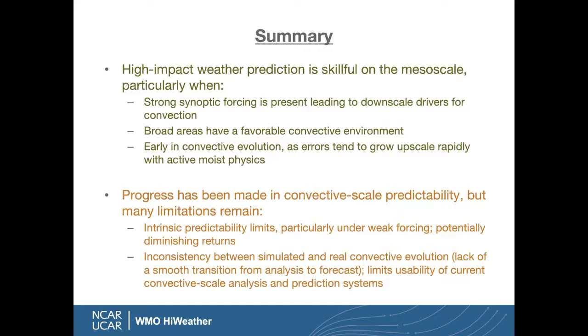So in summary, we could definitely get high predictive value on the mesoscale with current predictive capabilities. When we get down to the storm scale predictability, there's still a lot of challenges that remain. We're pushing up against the limits of intrinsic predictability, particularly when we're dealing with weak forcing environments where storms are not particularly well organized. This is definitely a real challenge and will continue to be a challenge for the foreseeable future. And with that, if there's time, I'll take some questions.